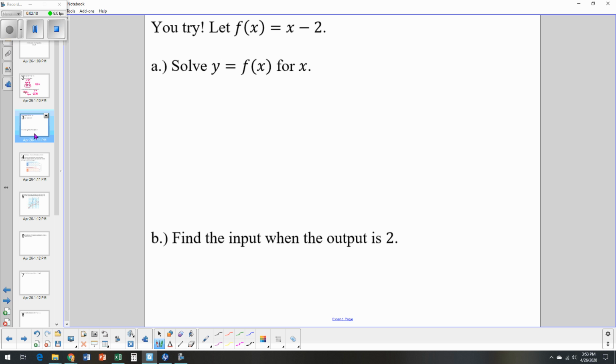You're going to try the next one, hit pause, and when you're ready, come back. Okay, so for A, we would have had x equals y plus 2. You could have had y plus 2 equals x. That's the same thing. And the input x is 4 when the output is 2.